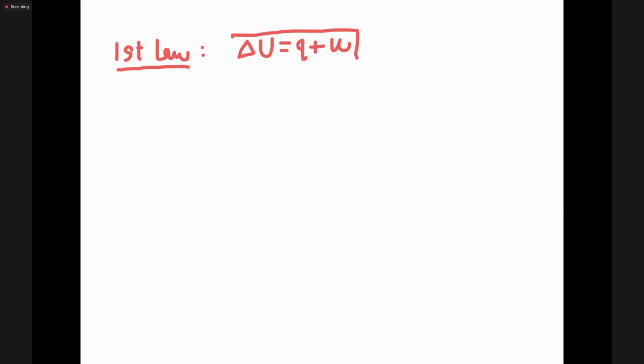So this was everything about the first law of thermodynamics. Delta U is equal to Q plus W, where Q is the heat involved, W is the work done, and delta U is the change in internal energy. So it actually tells us the relationship between the heat absorbed and the work performed on or by a system.